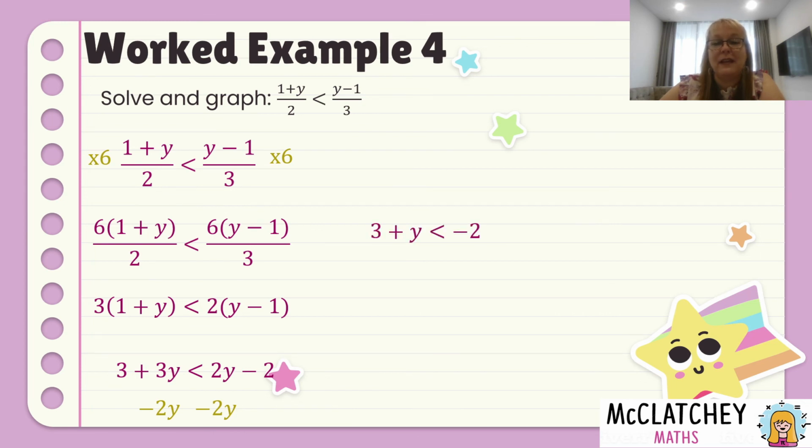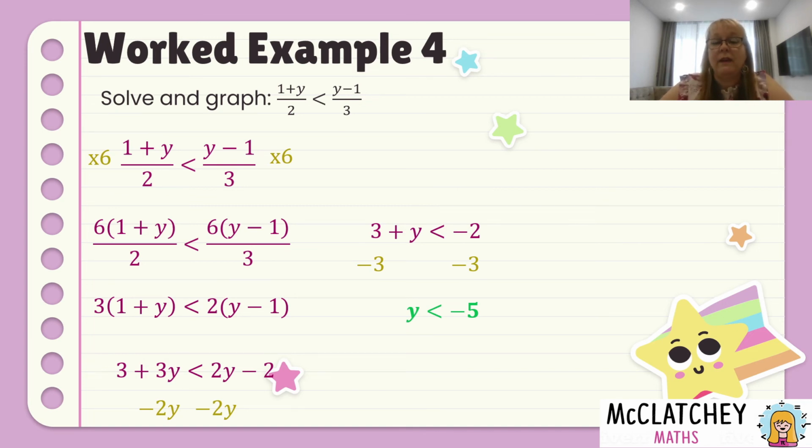Let's take this up to the right-hand side here so we can have a look at it a little bit easier. So we're left with 3 plus a single y is less than negative 2. Now let's subtract 3 from both sides, and we end up with y is less than negative 5. Now we're going to do our checking technique here.